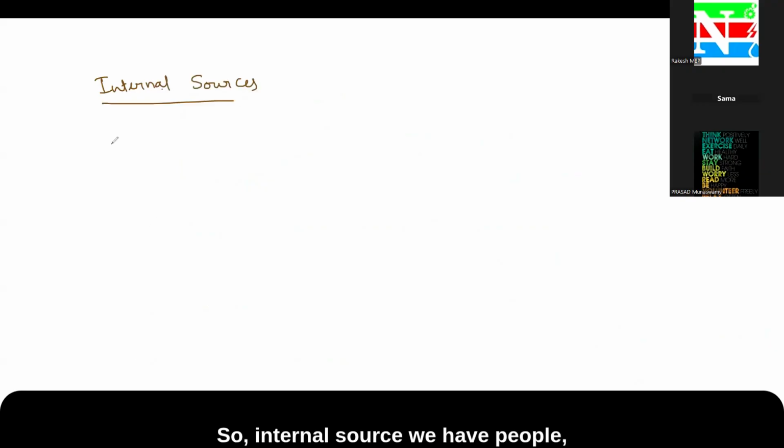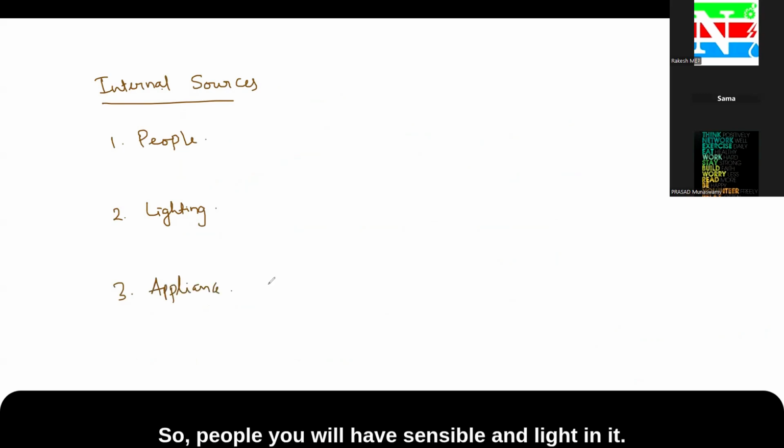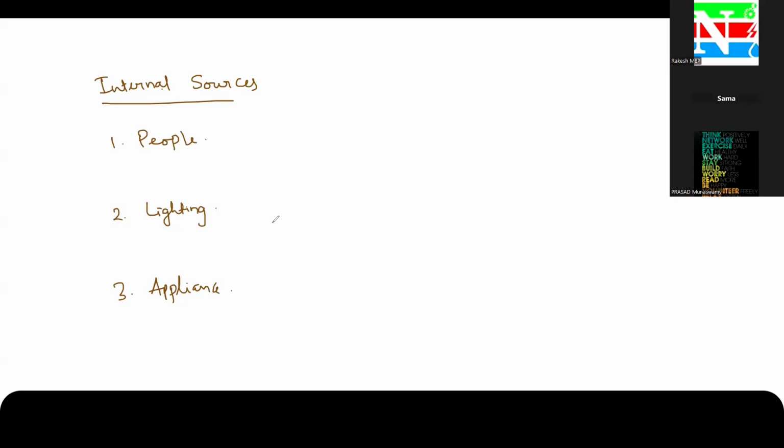So internal sources, we have people, lighting, and appliances. So people, you will have sensible and latent heat. Okay. So we'll see how to find out these things.